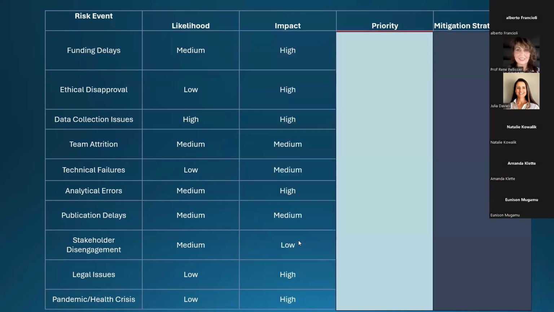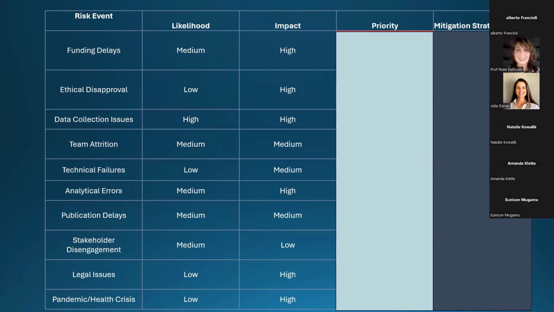Once I've done that, I look at, so if I have funding delays, what impact does that have on my project? Of course, that has huge impact because the project can't take place if there isn't funding, right? Or if there's no ethical approval, the project can't take place. So it will be high on impact for funding delays and ethical disapproval. So in that way, after I've identified all the risk events on the left-hand side, I allocate subjectively a low, medium, or high to the likelihood and a low, medium, or high to the impact. It's better if you do this in a team and everyone in the team agrees, okay, this is medium, this is low, this is high.